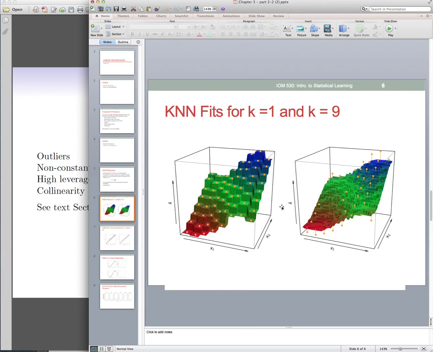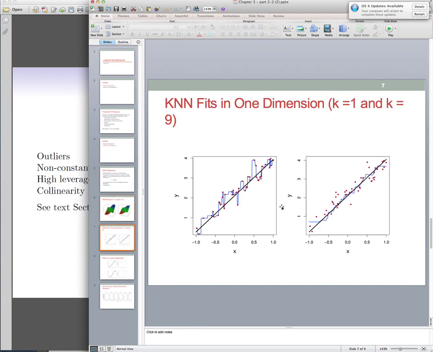So the question is which one to use. We know which one to use. It depends on the shape. If you have highly nonlinear shapes, you try to use more flexible functions. If you have more linear shapes, or less flexible functions, you use more k.